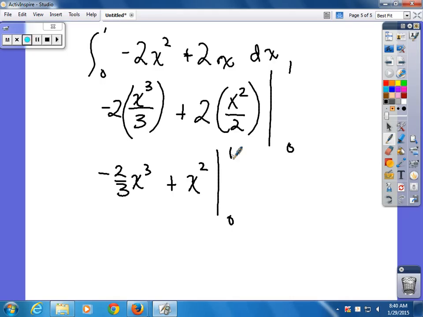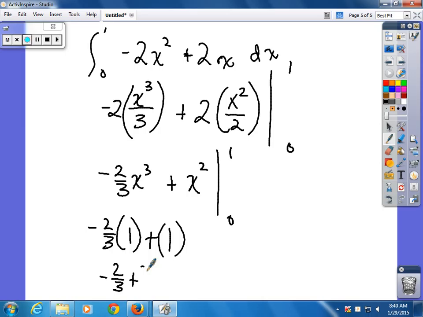And that's going to be -2/3 times 1 plus 1. And that's going to be -2/3 plus what? 3/3, which is what? 1/3. And that's your area at 0 and 1. Of course, you're not worried about the units of measurement, because the units of measurement coincide with whatever your lengths and heights are, whatever the case may be.